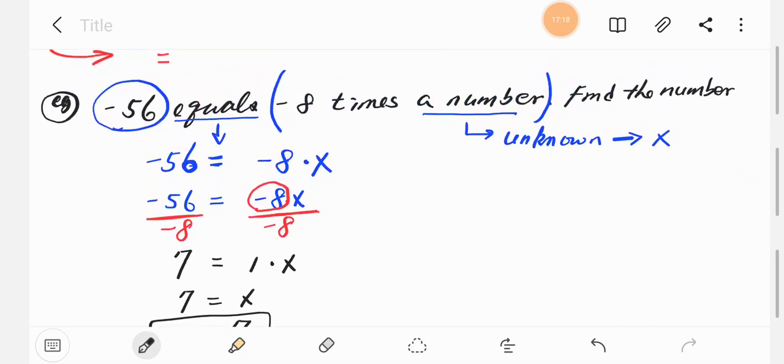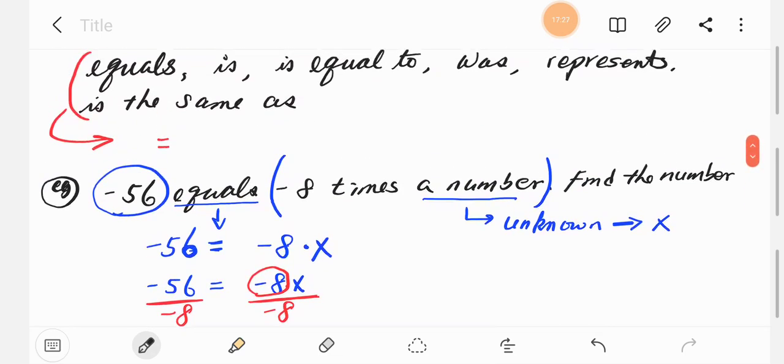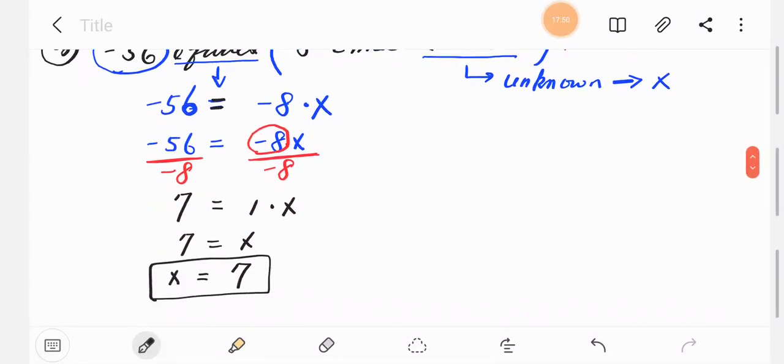So always, when you convert an English phrase into a mathematical expression, find the equation. Find the word that represents the equation. So in this case, equals represents the equation. So write the equation, and then everything on the left side of this word goes to the left side of the equation, and the right side is the expression for the right side of the equation. Okay.